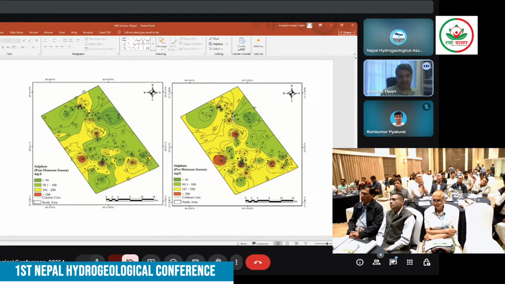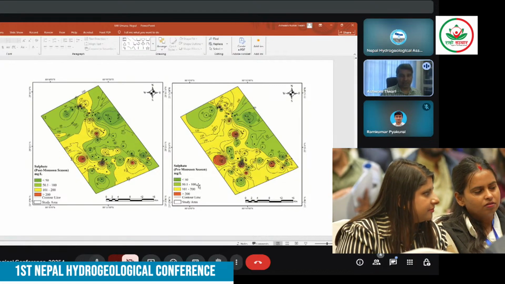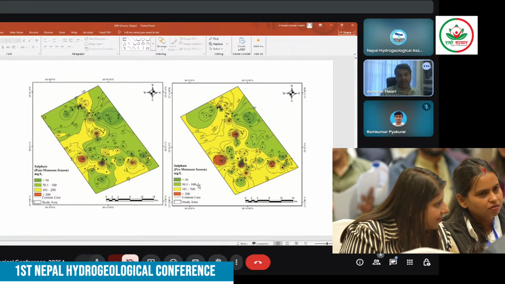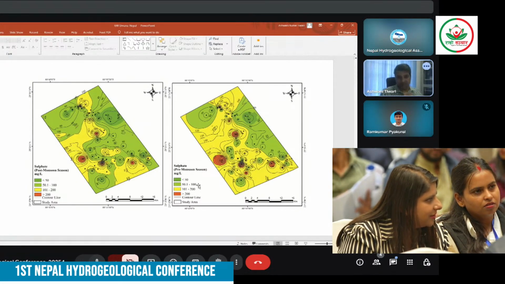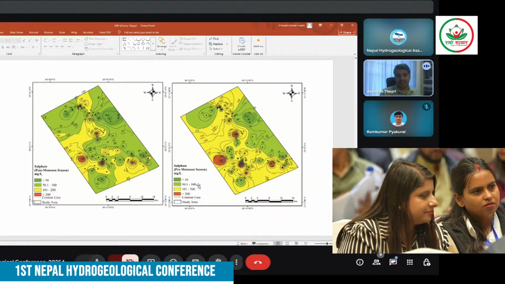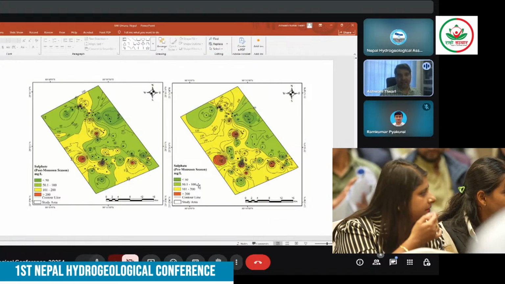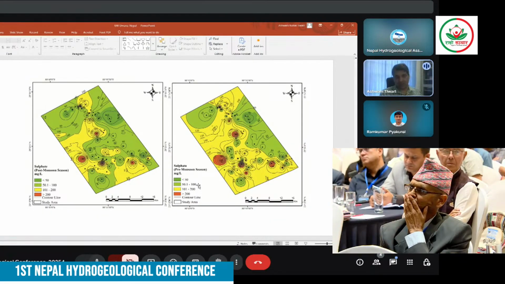Similarly, if you see the sulfate, the concentration is more in the pre-monsoon as compared to the post-monsoon season. And what is the reason behind the sulfate concentration in the groundwater of the coal mining area? Because of pyrite dissolution. It is reported that in the coal seams we have a thin layer of pyrite, and due to pyrite dissolution, we have a high concentration of sulfate, and also iron.